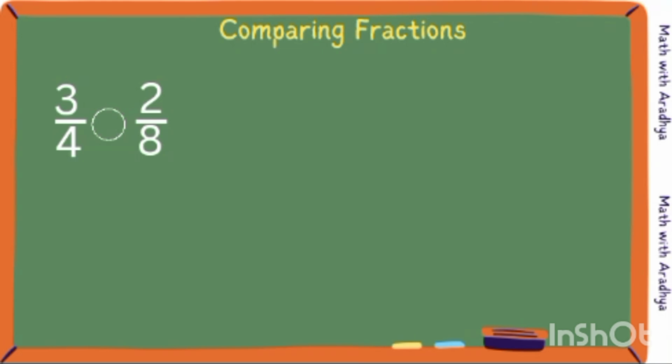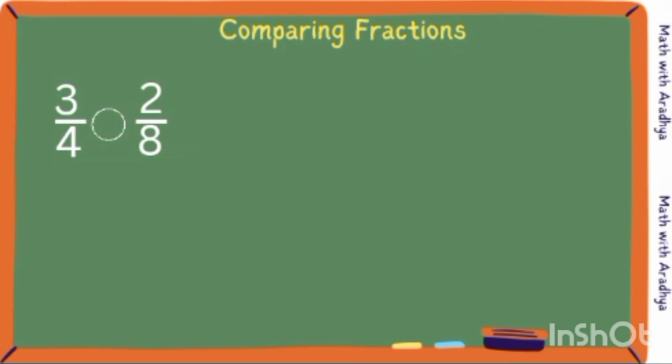Then the second example we have is 3 by 4 and 2 by 8. In this question we are going to use the common denominator method. In that method we convert both fractions to have the common denominator. As you can see here, both fractions do not have a common denominator. So we are going to find the least common denominator of 4 and 8. The least common denominator of 4 and 8 is 8.